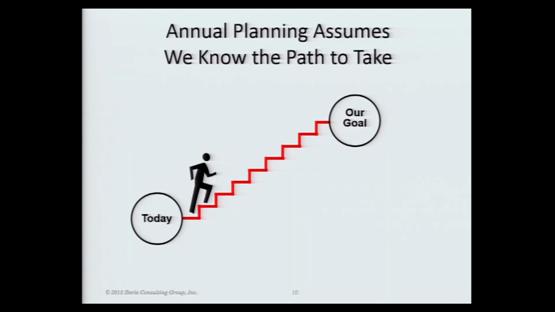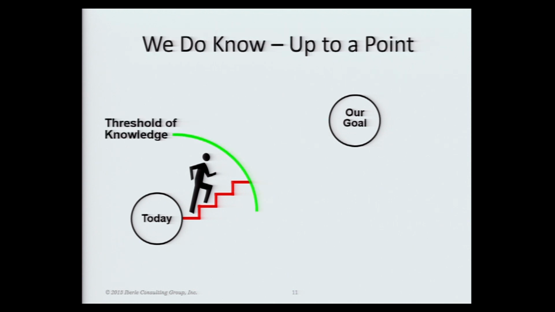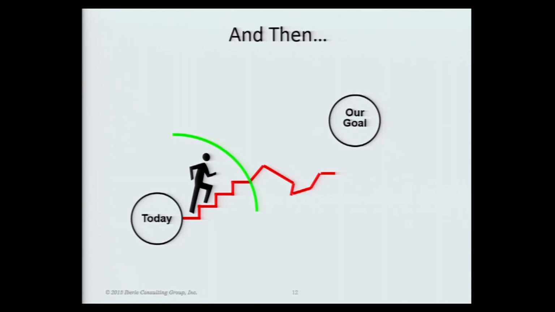So annual planning assumes that you know the path you take, that you can know it, that you can set out a goal a year from now and just move towards it and you're going to get there. And up to a point that works. And it's up to a point called the threshold of knowledge, is your threshold beyond which you actually don't know. You don't know what you need to change, or you don't know how long it will take to change, or what form the change should take. You may not even be sure what the causes of your problems are. So you've got the threshold of knowledge. So things usually go according to plan until you hit that threshold, and then this happens. You kind of wander off.